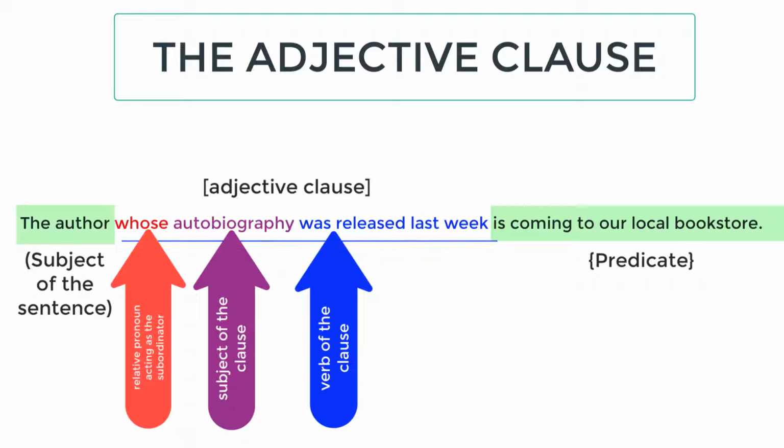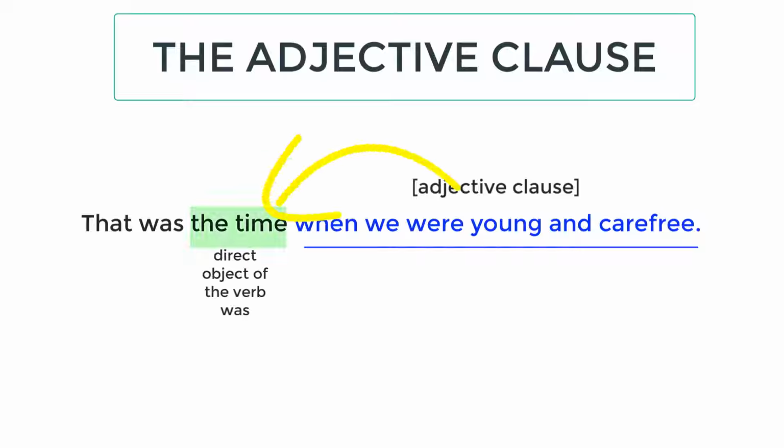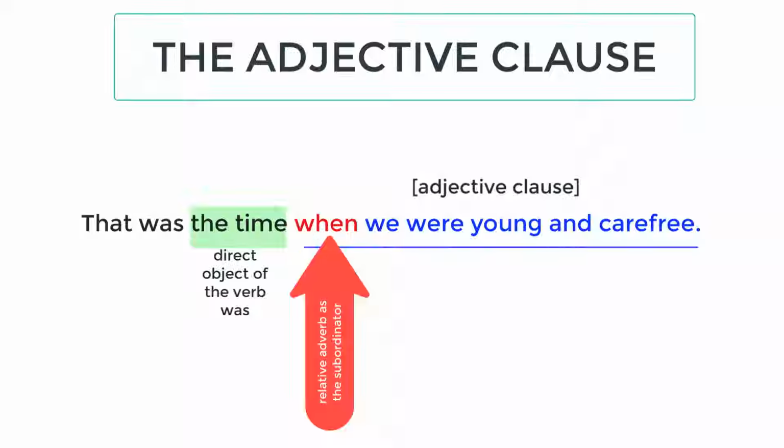Let's look at another example. That was the time when we were young and carefree. Can you pick out the adjective clause in this sentence? That's right, when we were young and carefree. When we were young and carefree is modifying the noun time. And notice that a relative adverb, when, is used as a subordinator. It triggers the clause, and the subject of the clause is we.